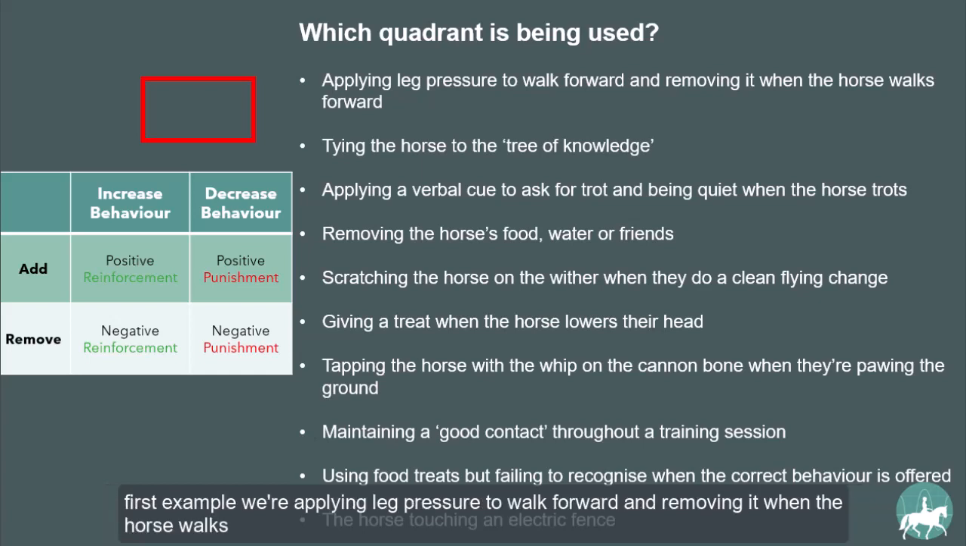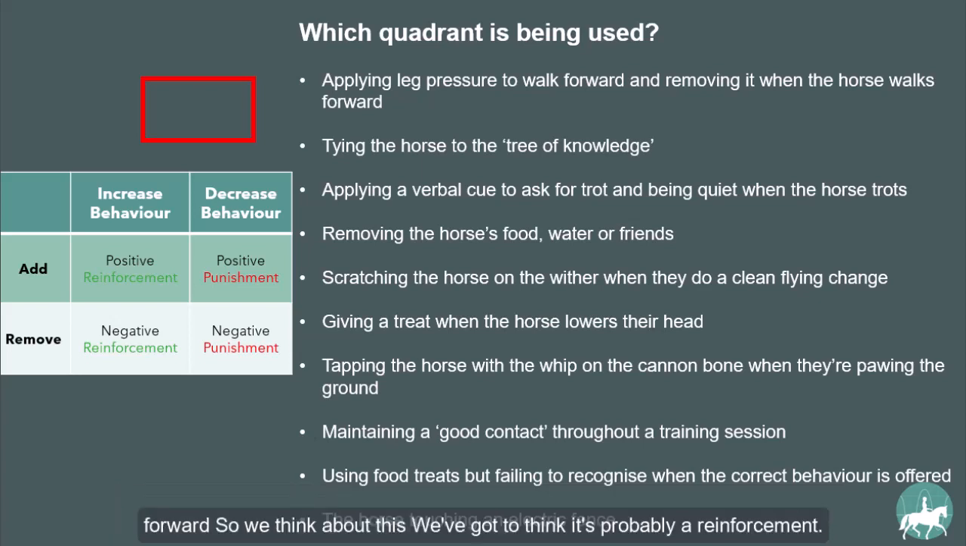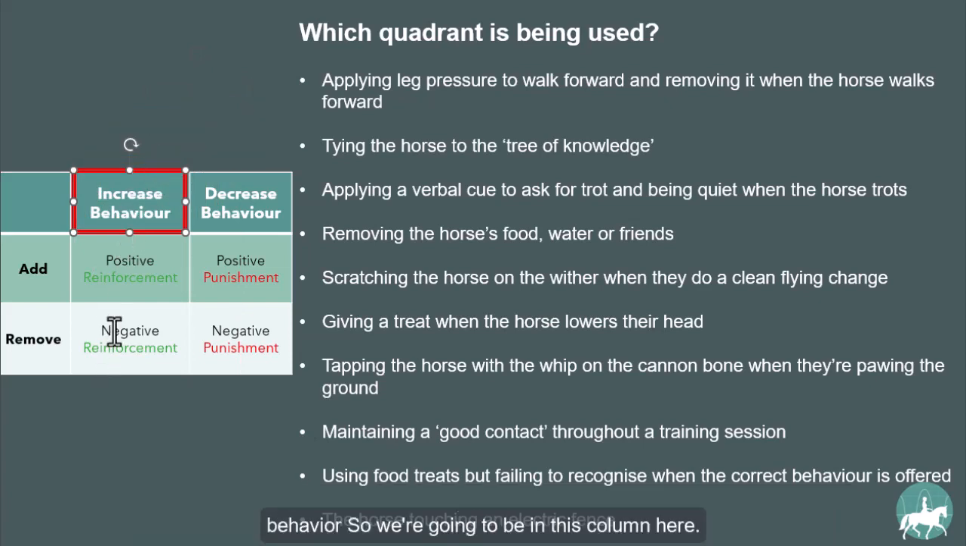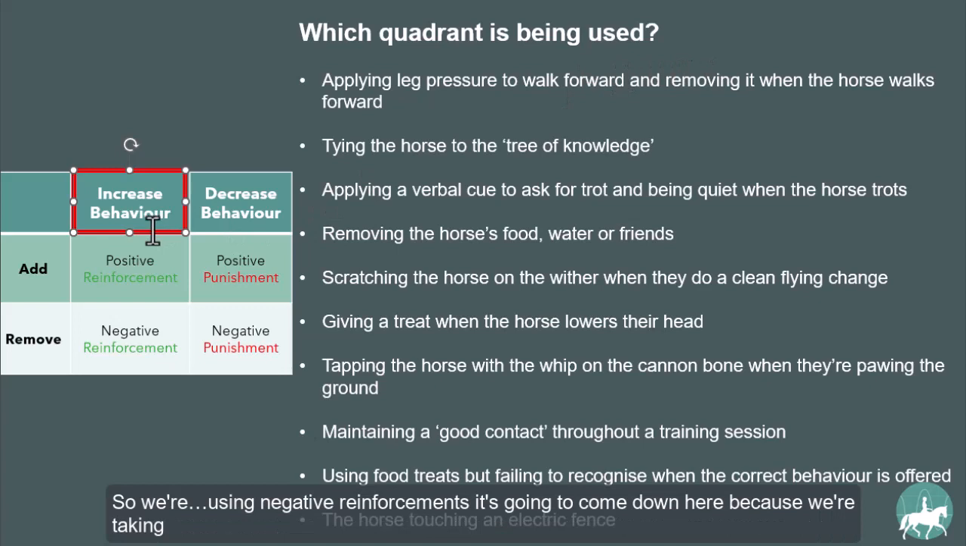So the first example, we're applying leg pressure to walk forward and removing it when the horse walks forward. So if we think about this, we've got to think it's probably a reinforcement. So let's first of all just say, okay, we're trying to increase that behavior. It sounds like a good behavior. So we're going to be in this column here. And so we've said we apply leg pressure to walk forward and remove it. So we're using negative reinforcement. So it's going to come down here because we're taking it away.